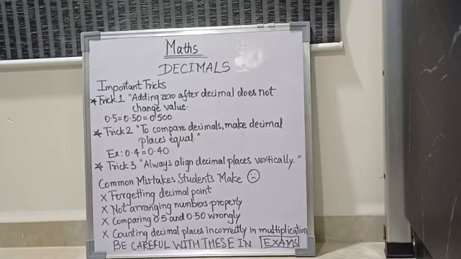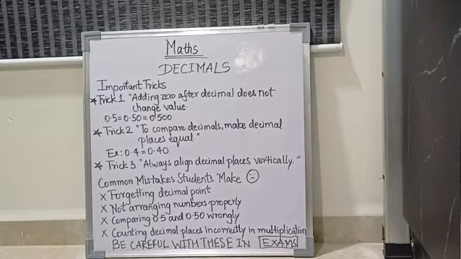Now for the most important thing which you all wait for, that is the tricks. Here are a few important tricks. Trick 1, adding 0 after the decimal does not change value. Example is 0.5, it can be 0.50, it can be 0.500, it doesn't change the value, all three are the same. Trick 2, to compare decimals, make decimal places equal. So like 0.4, you can write it as 0.40, like I said in the previous examples of addition, subtraction, multiplication, division. Now trick 3, always align decimal places vertically, which you know as the golden rule for addition.